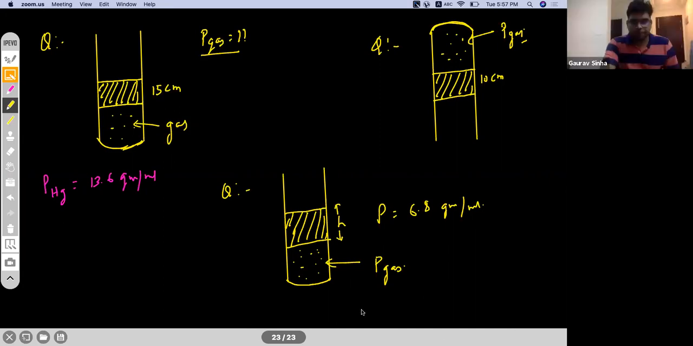Yeah, done. Because if you place it in centimeter of Hg, you don't have to place it in Pascal. You also won't get such options, okay?